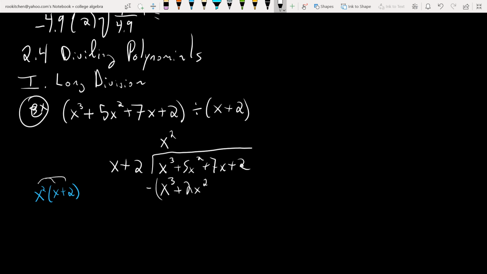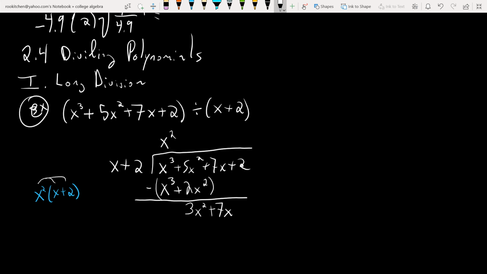If you remember in arithmetic, that's what you did. You subtracted. And you have to subtract the whole thing, not just a piece of it, so we put those parentheses there. So it'll be x cubed minus x cubed is 0. And then 5x squared minus 2x squared. That will be 3x squared. And then you just bring down the next term, 7x.